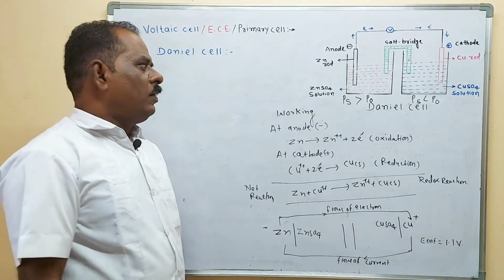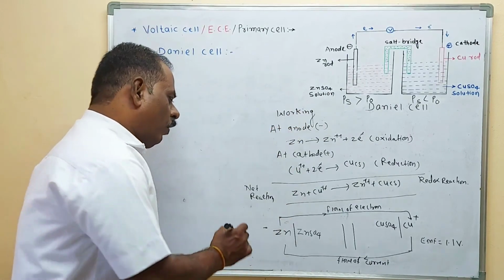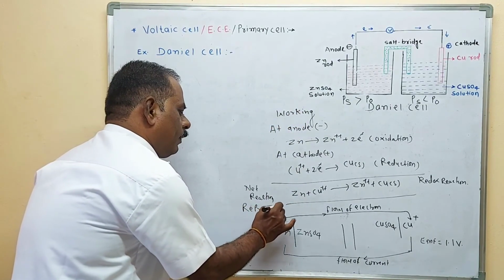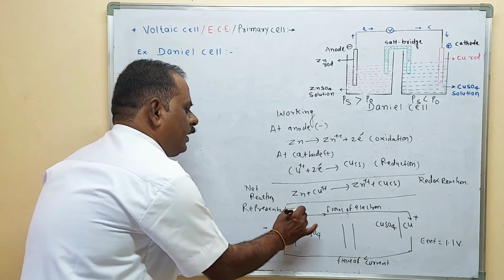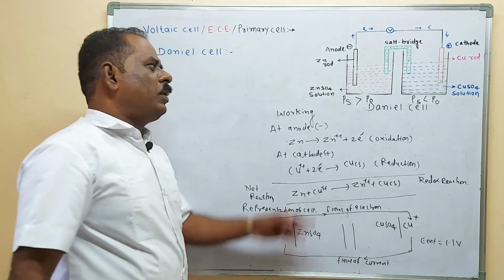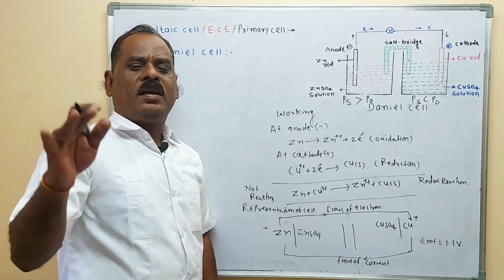I understand what the construction is, what the working is, and how to represent the cell. What is the use of the Daniel cell? The Daniel cell is used for generation of electrical energy.